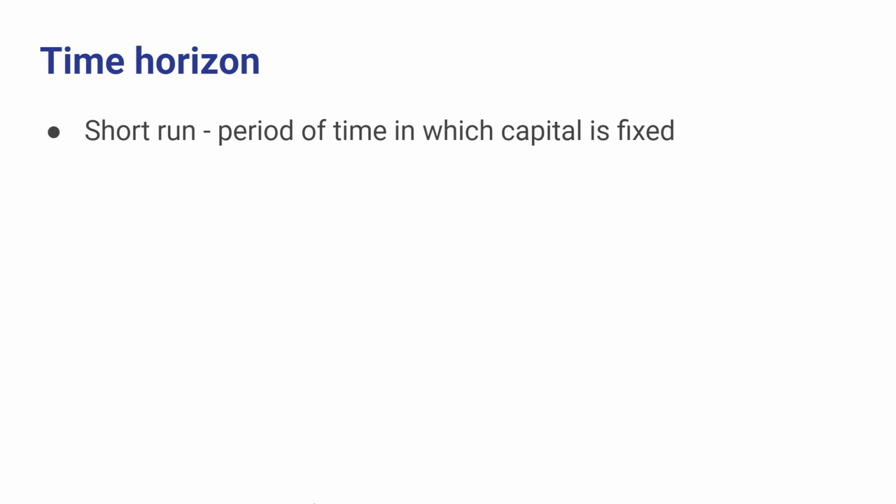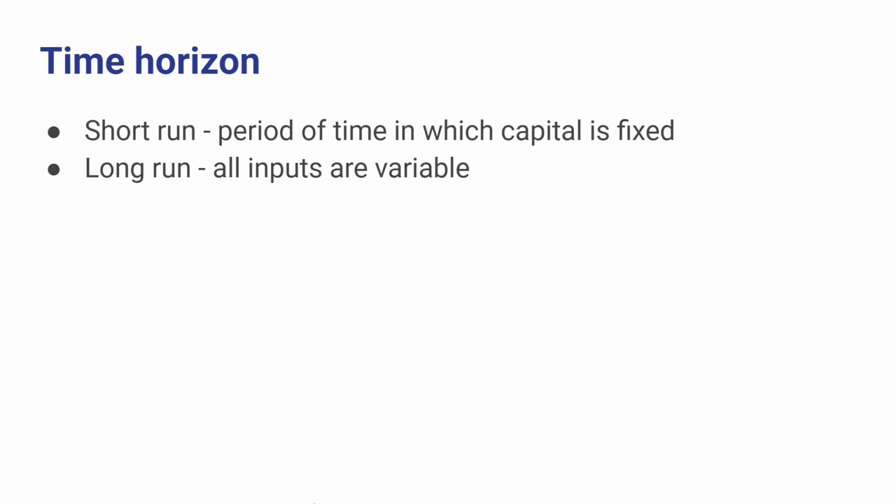In microeconomics, when we talk about the time horizon, there's two definitions that we use. The short run is defined to be the period of time in which capital is fixed. The long run is the period of time in which all inputs are variable, including capital. Notice this isn't a fixed number of days or weeks or months. It's going to vary depending on the type of production process.